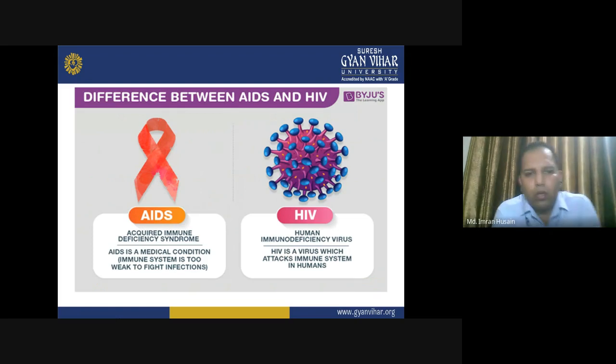So here you can see the difference between AIDS and HIV. AIDS is acquired immunodeficiency syndrome. AIDS is a medical condition where the immune system is too weak to fight against infection, right? And how is it caused? It is caused by HIV, human immunodeficiency virus. HIV is a virus which attacks the immune system in humans.